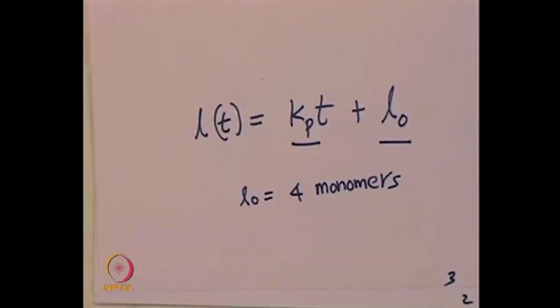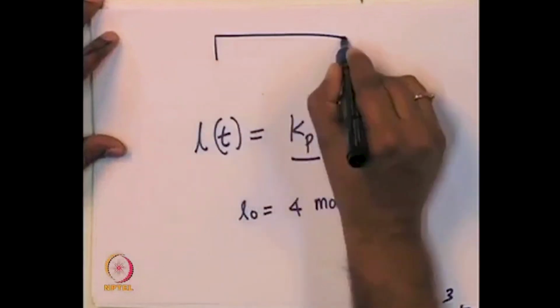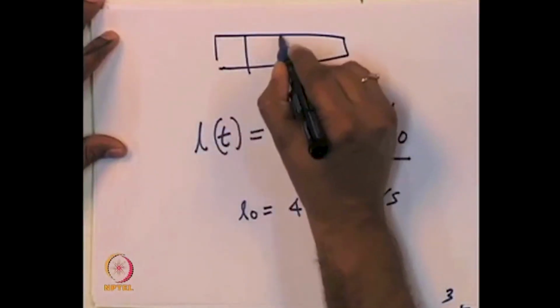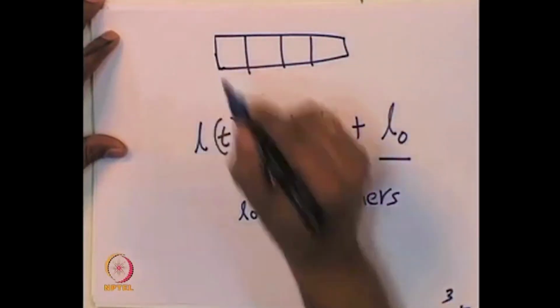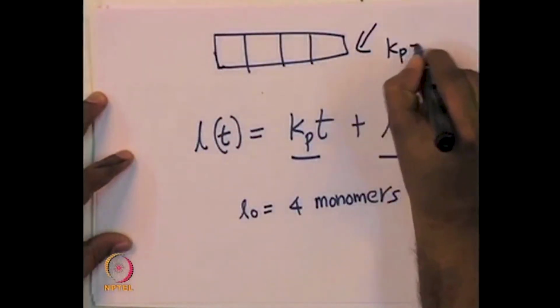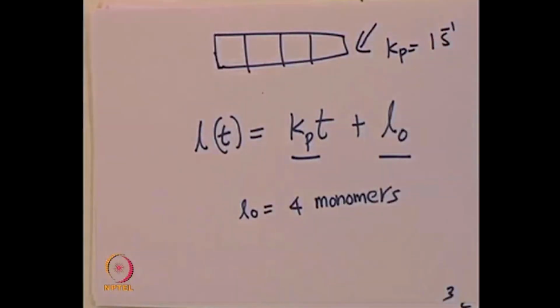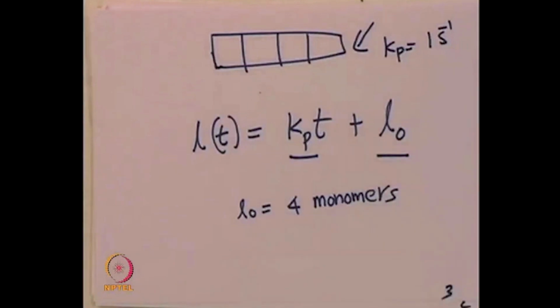So, L0 is, let us say, to begin with, we have a polymer which has 4 monomers. Now, you add monomers with a rate Kp, and let us call this Kp as 1 per second. So, in every second, 1 monomer will be added. That is what Kp equal to 1 per second means. Every second, 1 monomer will be added and it will polymerize.